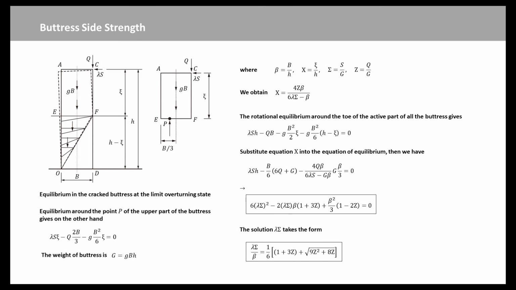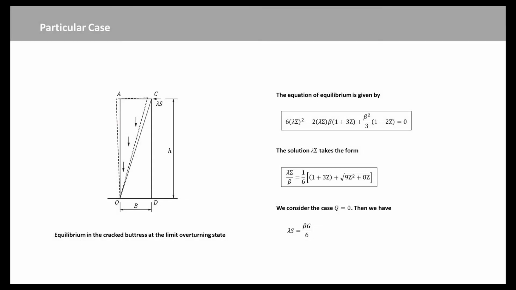For a particular case, we consider the case Q equal to 0. We can use this equation and have lambda s equal to beta times g over 6. The failure zone is a triangular shape. Therefore, we can use this form to understand the behavior of buttresses.